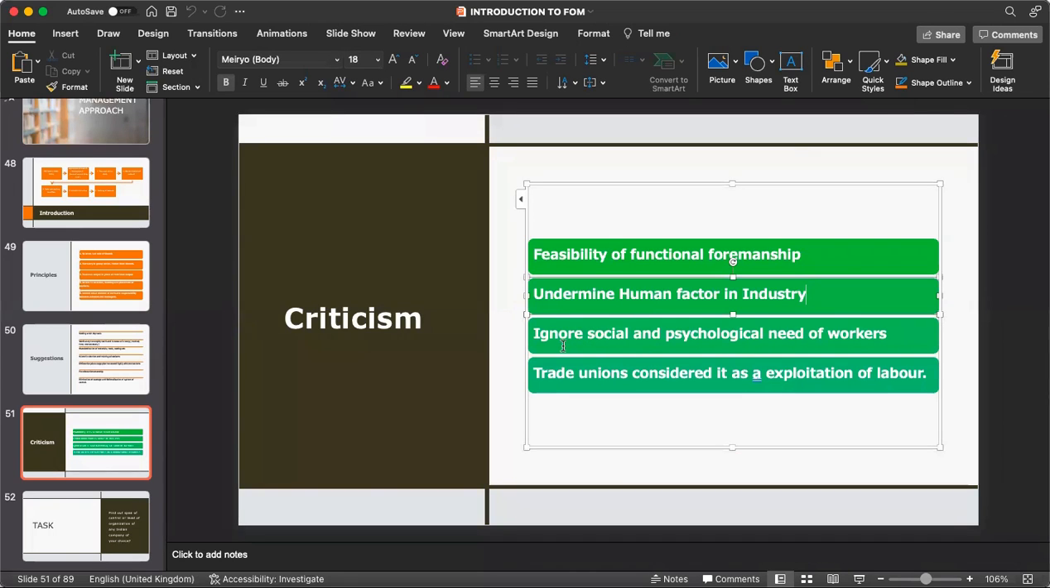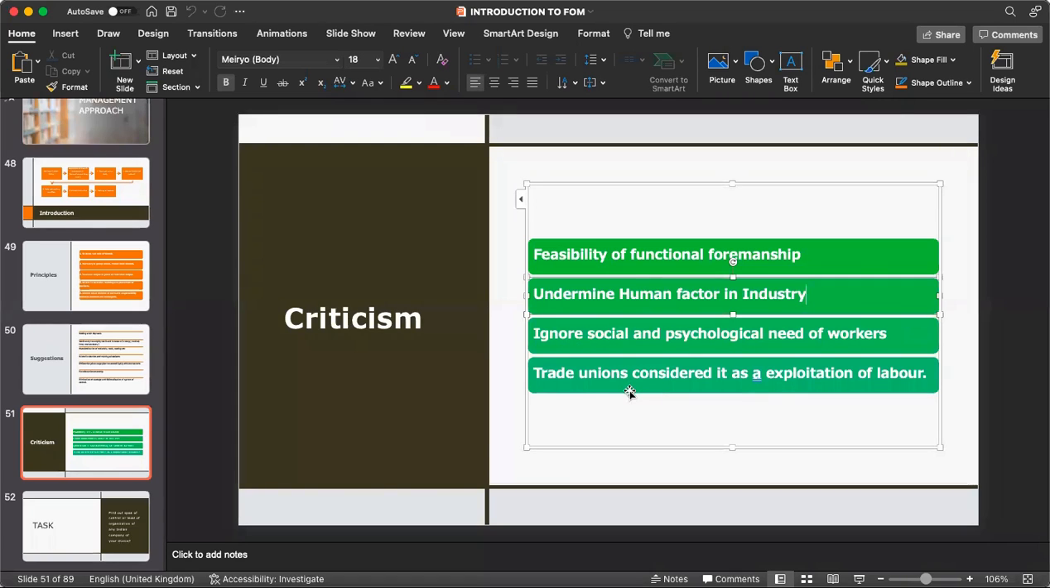You are ignoring the psychological factor. Psychological factor means the human need, their want, their expectation. They are only talking about man as machinery. They are not considering human resource as a human resource, only as a particular machinery. They are ignoring the psychological and social factors, or the social expectation of the worker toward the company.